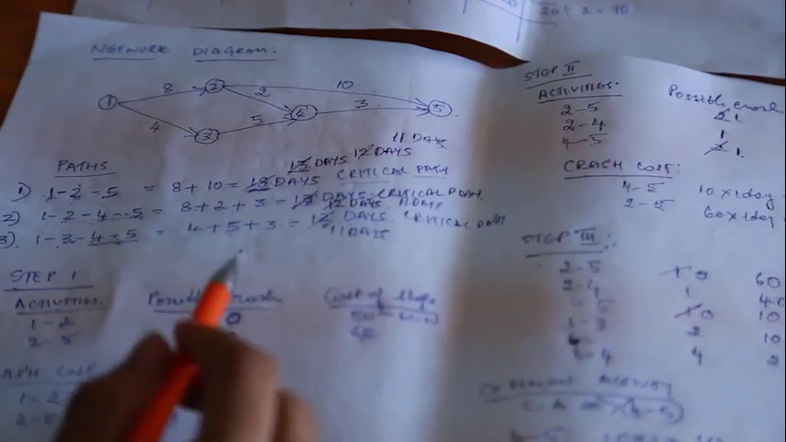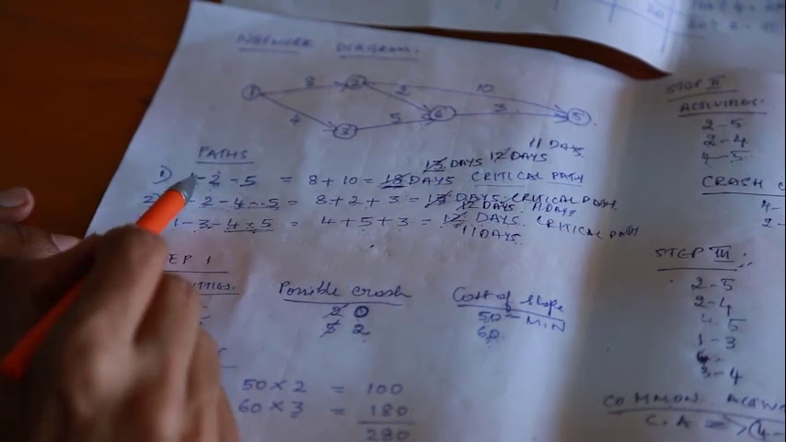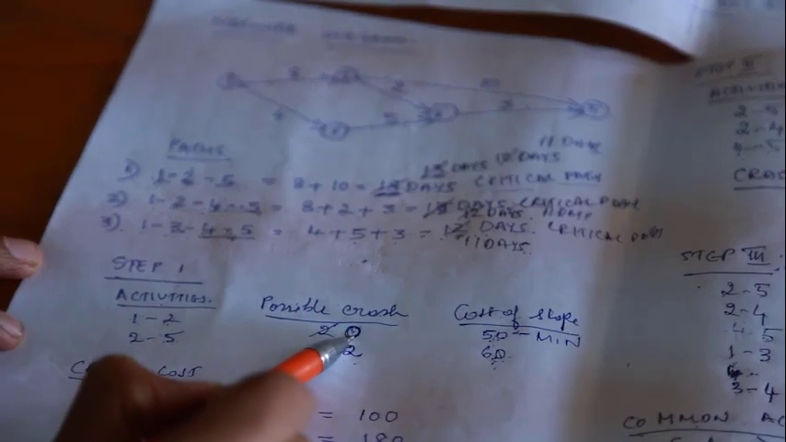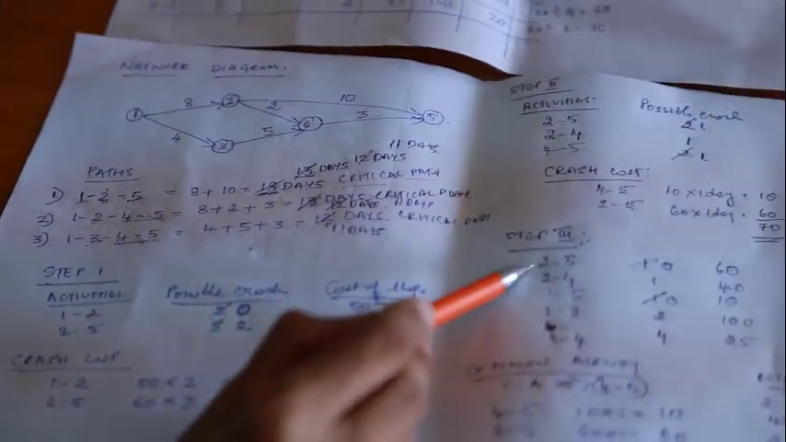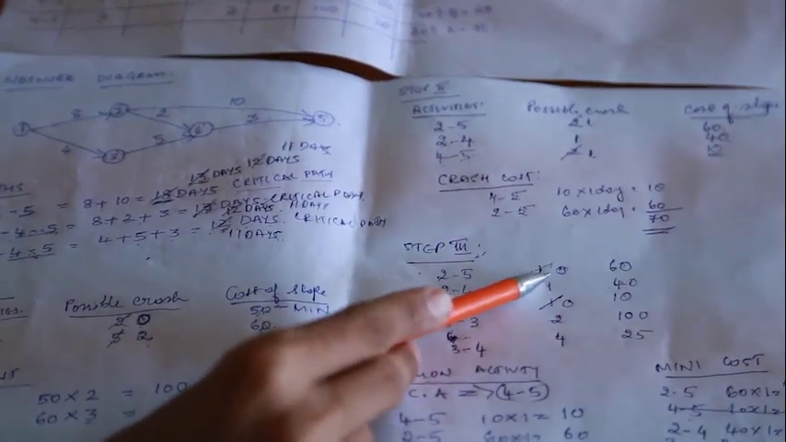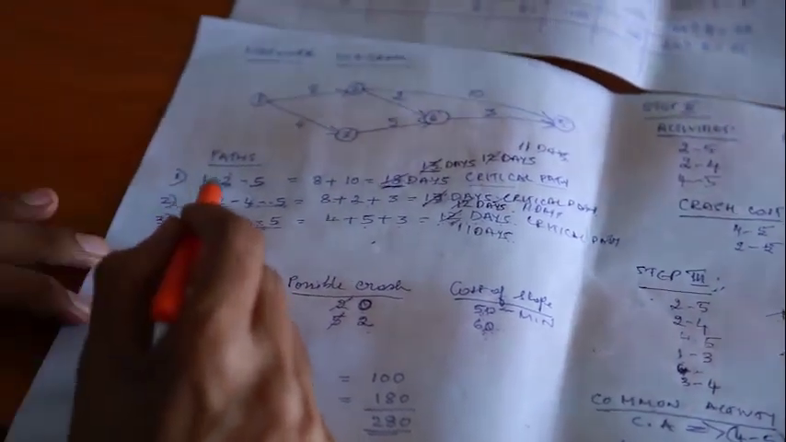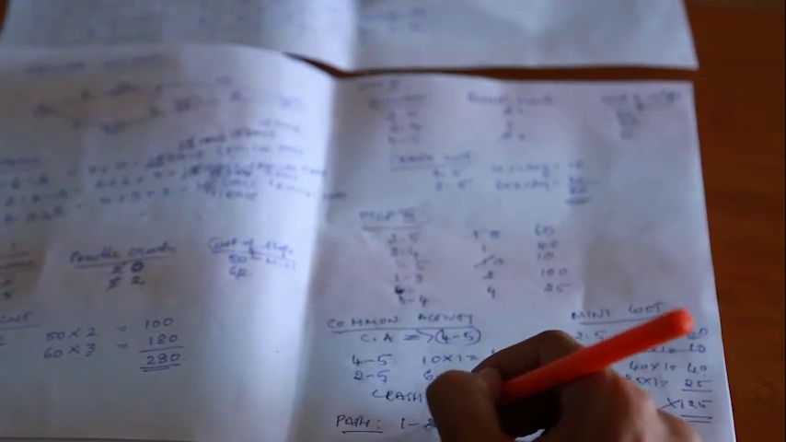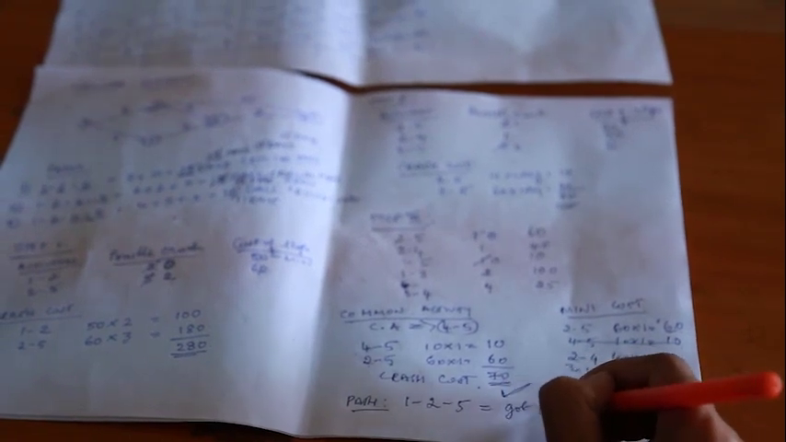Now let's see which path got completely crashed. One by one. Activity 1 to 2 is completely crashed. It has got 0 possible crash. Activity 2 to 5 has now been completely crashed. It is 0. So therefore path 1 to 2, 2 to 5 got completely crashed.